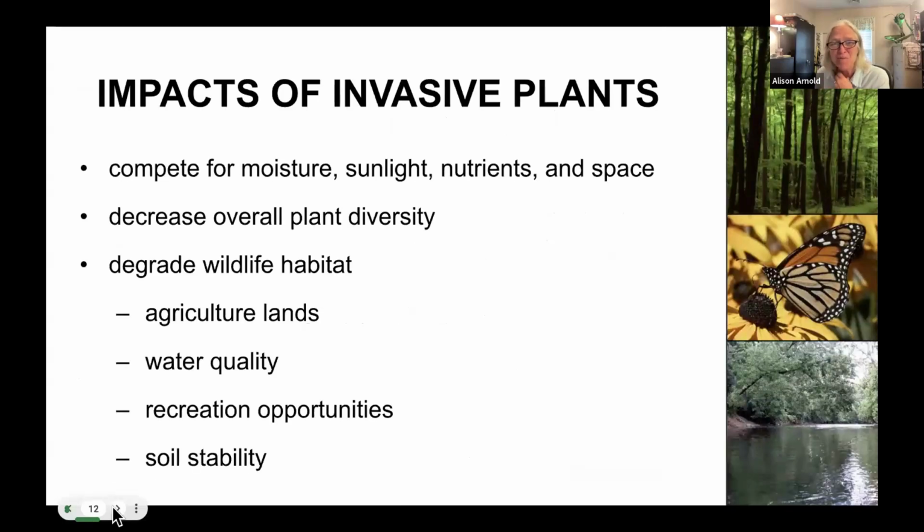The impacts are numerous. Not only do they compete, but also by that competition, they decrease overall plant diversity in areas and they degrade wildlife habitat, agricultural lands, water quality, recreation opportunities, and soil stability. So the impacts are great, especially in sensitive areas where plants are endangered or threatened.